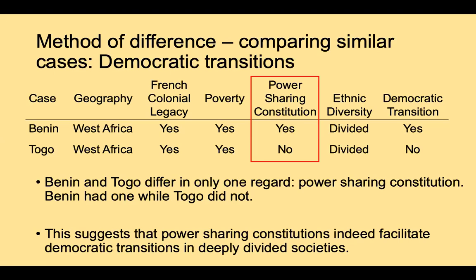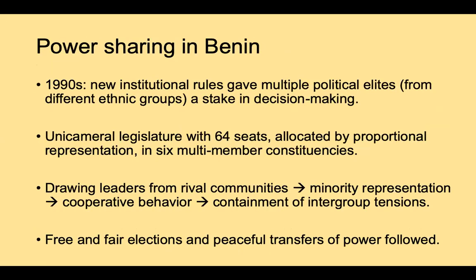In this data, what we can say is that a causal inference that can be drawn is that a power-sharing constitution causes a transition. We can draw that inference from this data, putting aside the question of the validity of that inference in a larger data set. So we do then draw the conclusion from this, we draw the inference that power-sharing constitutions facilitate democratic transitions in deeply divided societies. And the question then becomes, well, what actually happened in Benin and Togo?